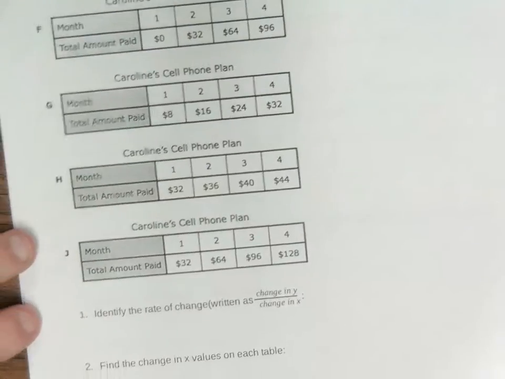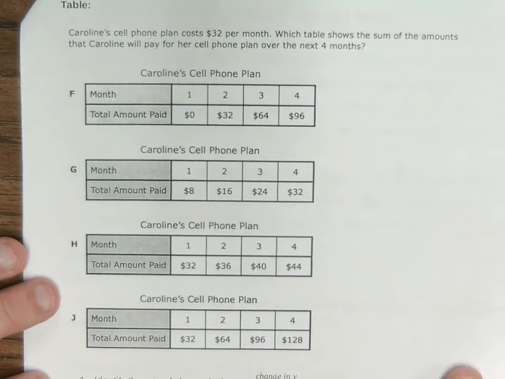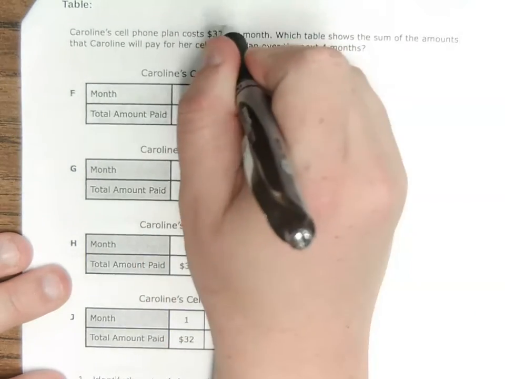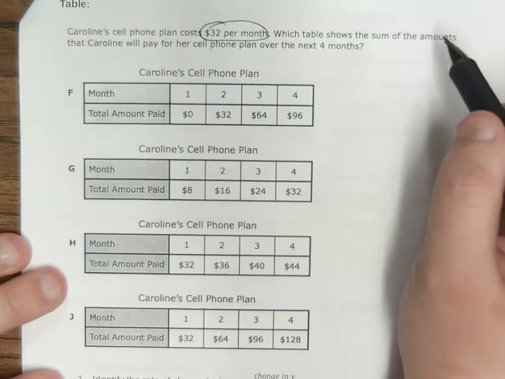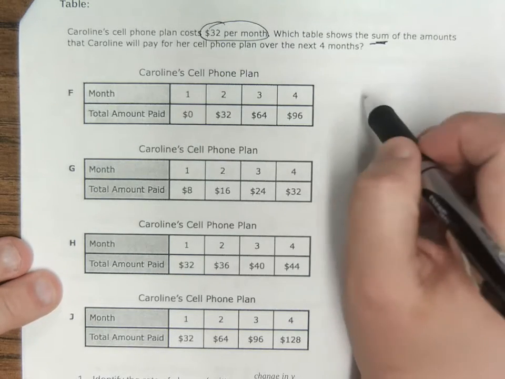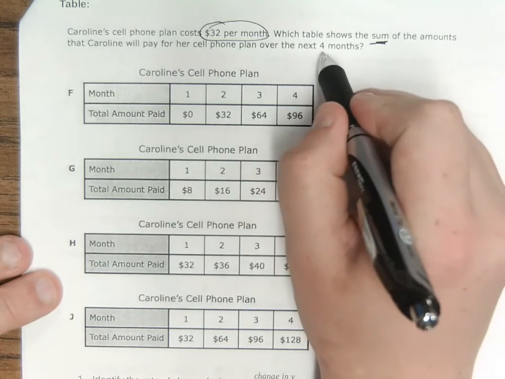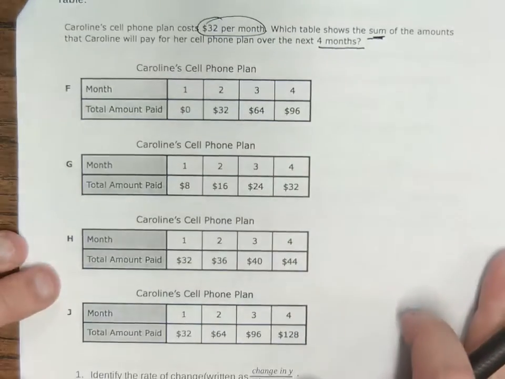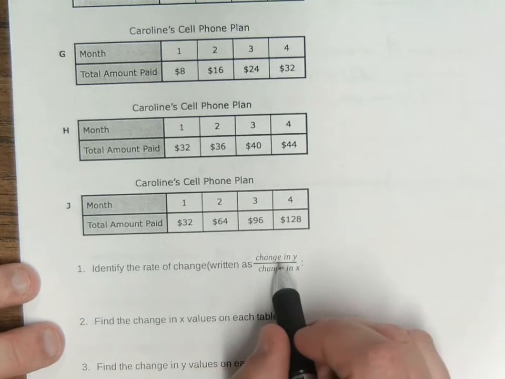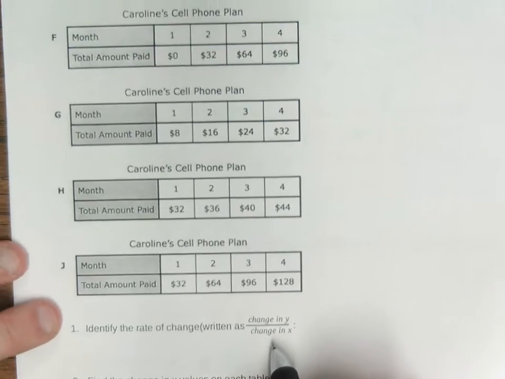Okay. One more, our tables. So this is our last form we'll see it in. Caroline's cell phone plan costs $32 per month. Which table shows the sum of the amounts that Caroline will pay for a cell phone plan over the next 4 months? Okay. Identify the rate of change written as change in y over change in x.